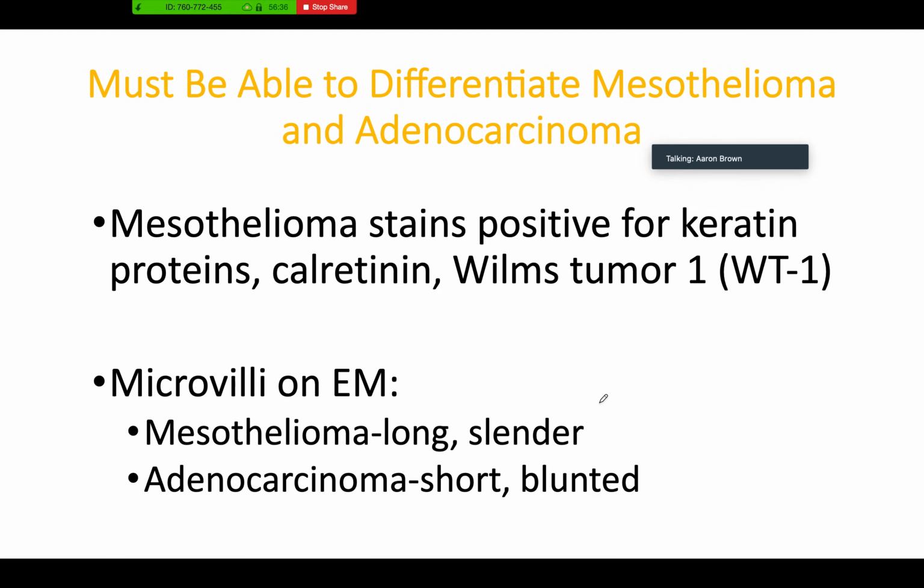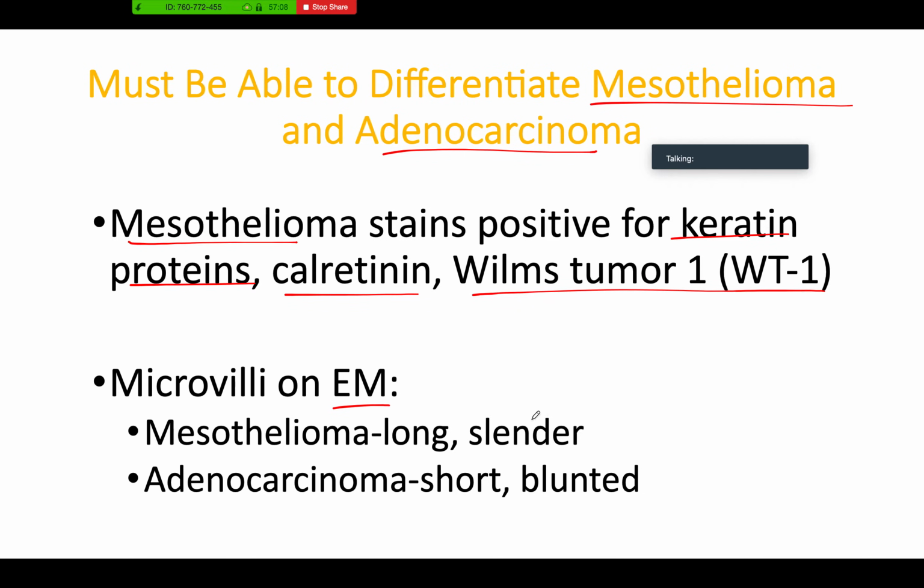So, in terms of differentiating between our mesothelioma and adenocarcinoma, this is one area that can try and trip you up. What you need to know is two basic facts. Number one, mesothelioma is going to stain positive for things that you see in keratin, right? So keratin proteins, calretinin, Wilms tumor 1. These are some of the names of the dyes that pathologists can drop and then look under the microscope and see that it stains positive. The second thing that you can look for is on electron microscopy. What we see is the microvilli in mesothelioma are long and thin. The microvilli in adenocarcinoma are short and blunted.